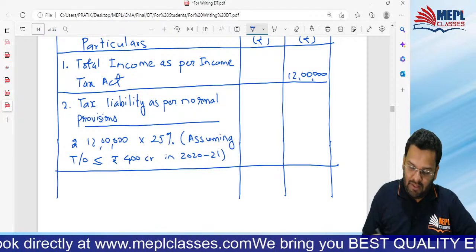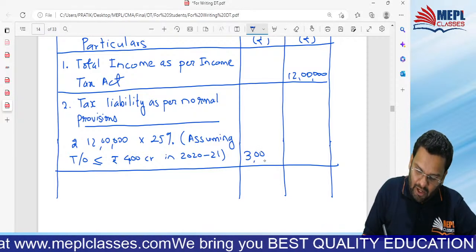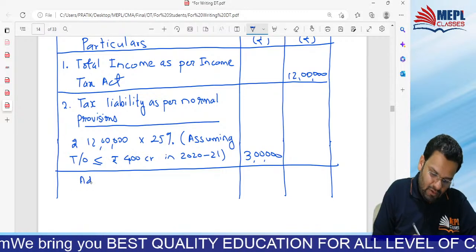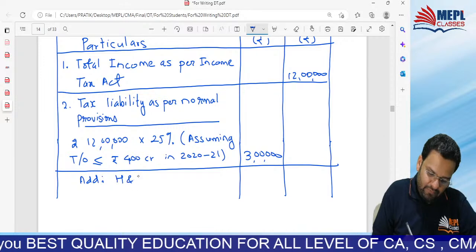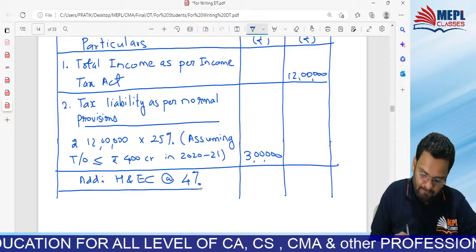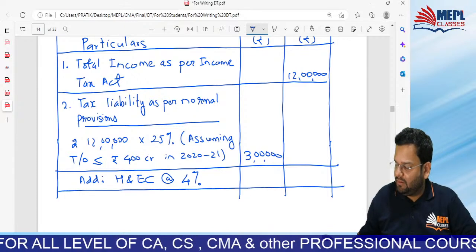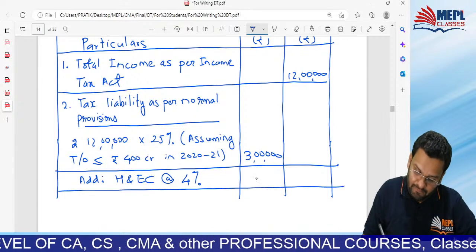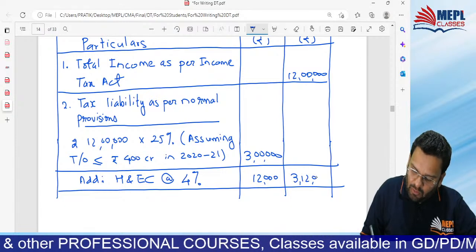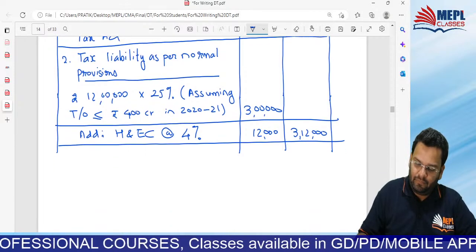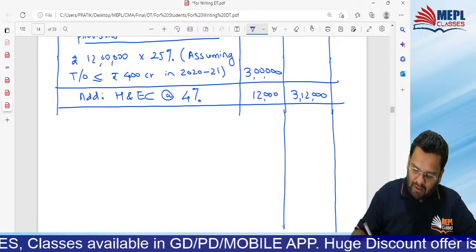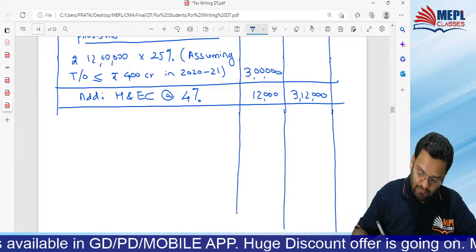So it is 3 lakh rupees. And of course, there will be cess. You know, there is cess at 4%, which will be 12,000 rupees. So you will get 3,12,000. Agreed? You will get 3,12,000.